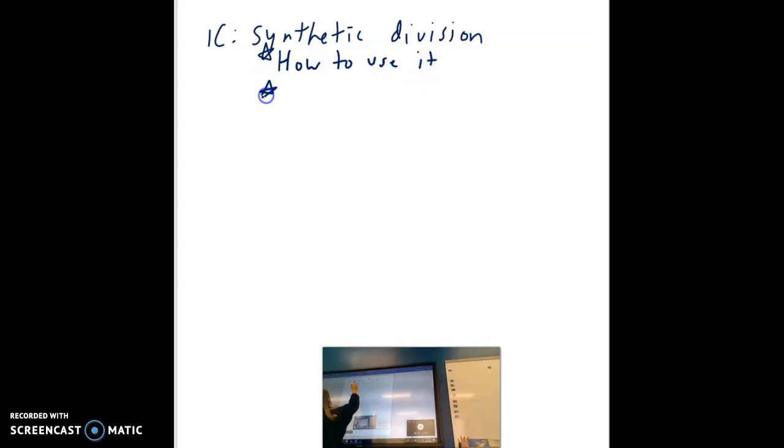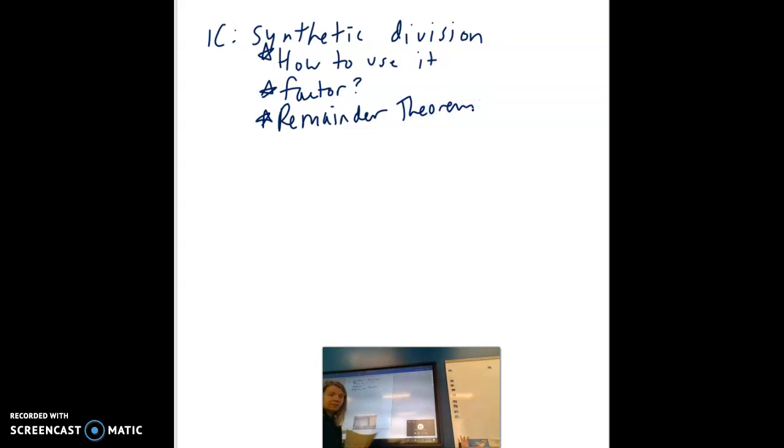Okay, we're going to talk about how it implies if something is a factor or not. And then the last part is we are going to show the remainder theorem. So we are going to break it up into 3 different pieces. Okay, so let's go ahead and start with how to use synthetic division. So the setup is pretty simple.